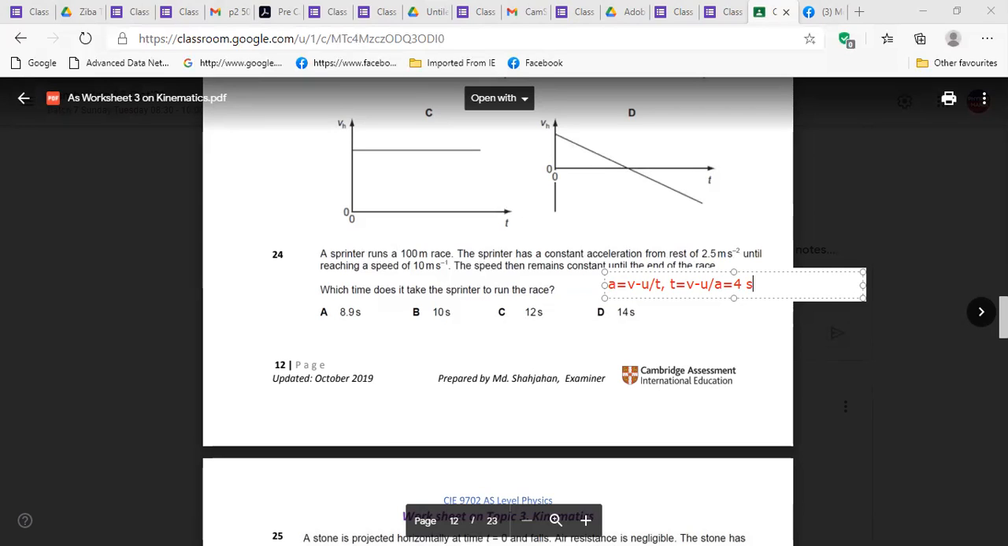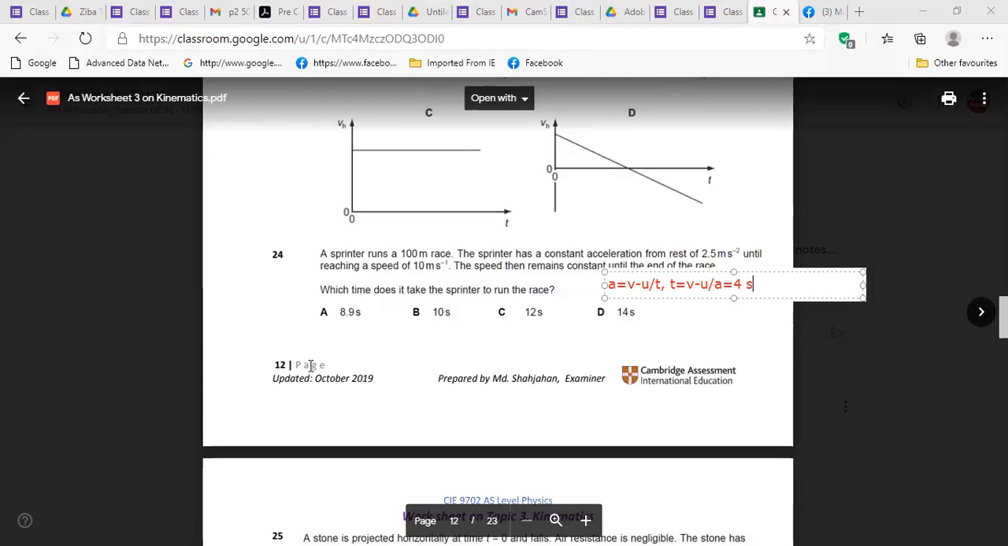Sir, we did find the first part first, then we find the speed, then we find the second part. So we have here 100 meter. We just find in 4 seconds how much distance is traveled. Which formula will we use, sir?